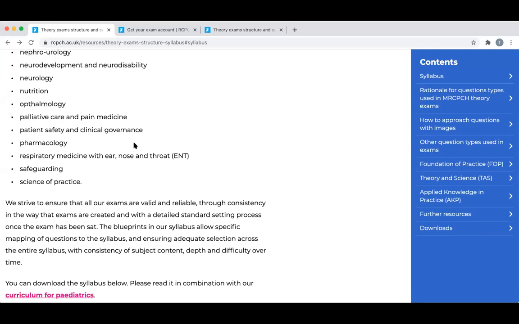Now, patient safety and clinical governance. This is a part of ethics. How will you make a child safe at home, in the community, at school, even with you? Like a child who is requesting you, a 12-year-old who is Gillick competent, or a 13-year-old who is Gillick competent, is requesting you not to tell the parents about the contraception. Will you tell the parents?